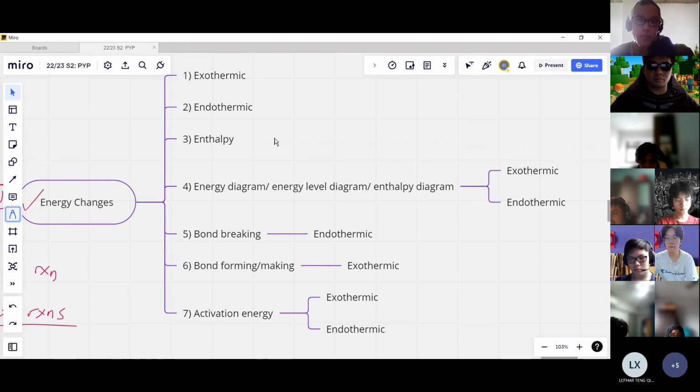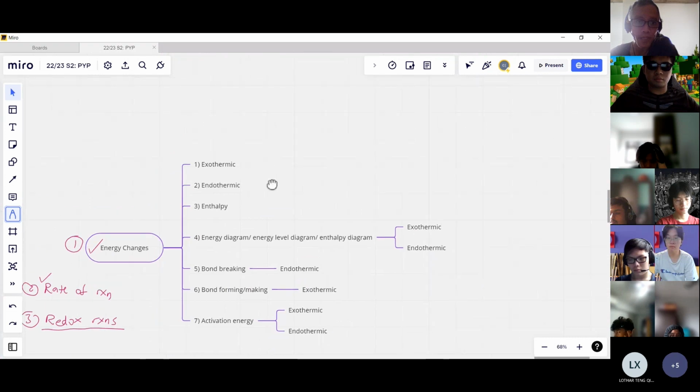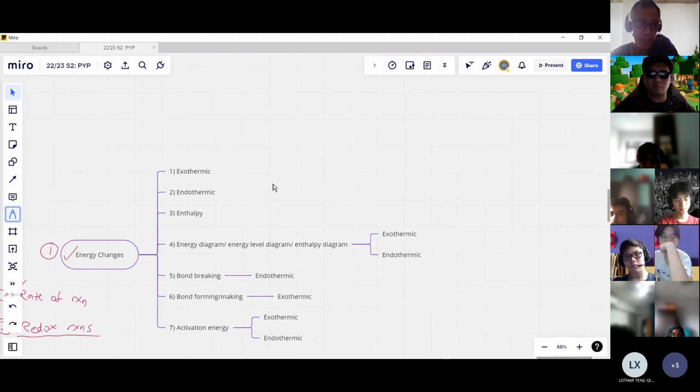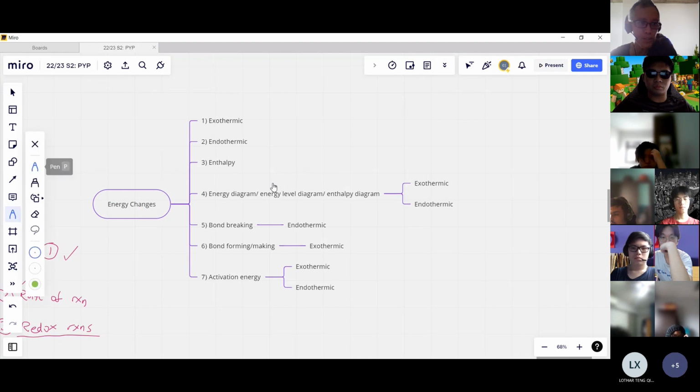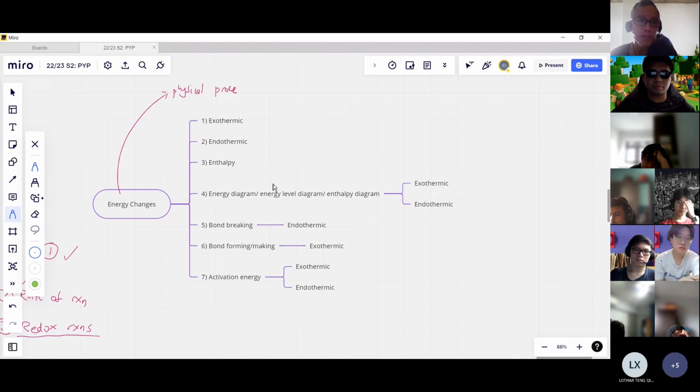Now, to make things very simple, energy changes can apply to either a physical process or a chemical reaction. So let's just be very clear. I didn't really write this out, but energy changes can apply to a physical process or a chemical reaction. So don't be surprised if you see questions about physical process. Now, what is meant by physical process?